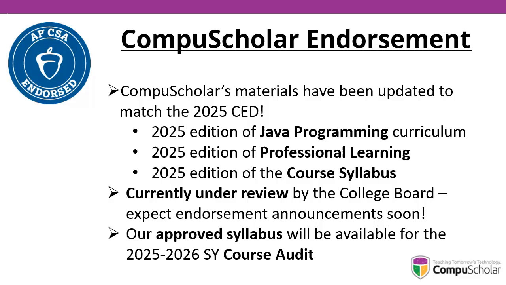So we do have a new 2025 edition of the Java programming curriculum, the associated AP professional learning, and the approved course syllabus. All of those things are currently under review by the College Board, and we would expect endorsement announcements very soon, hopefully in the March 2025 timeframe, to let you know that everything has been approved. And once that approval is finalized, then the College Board will put our new approved syllabus up into the course audit system, and you'll be able to select that as you would normally to complete your course audit.